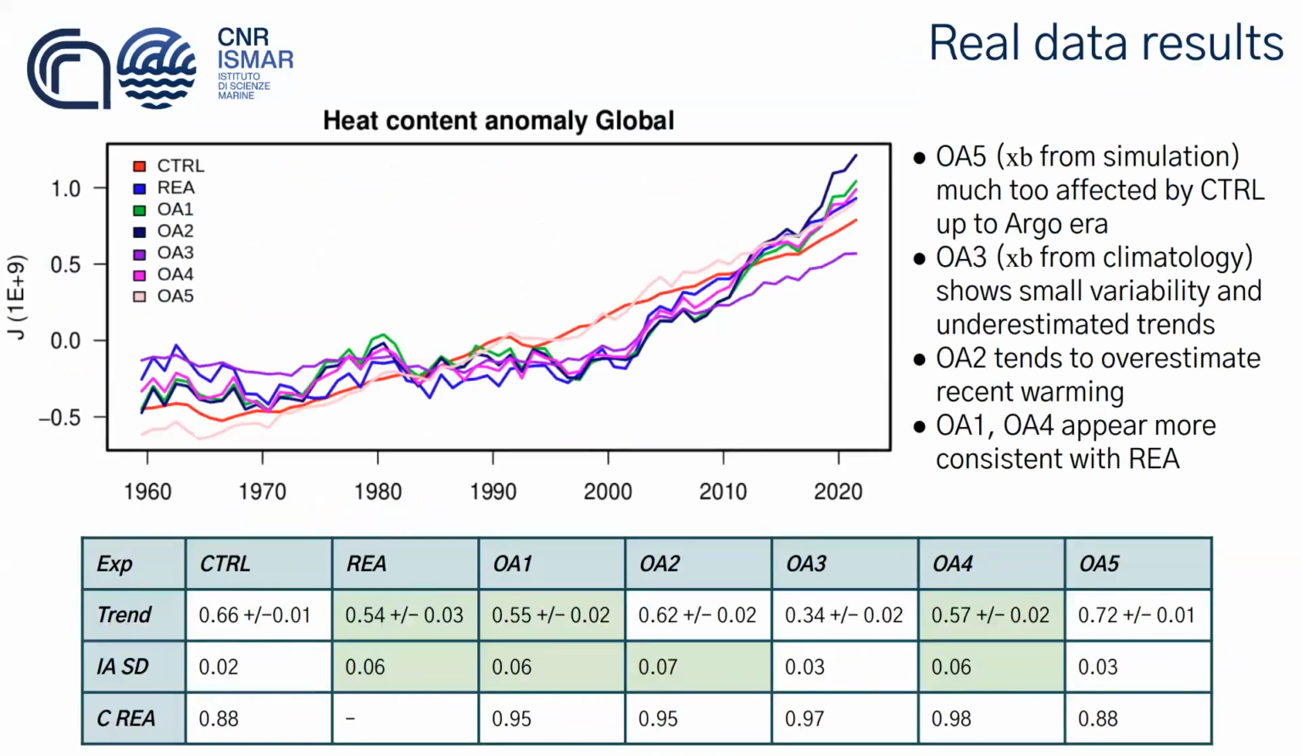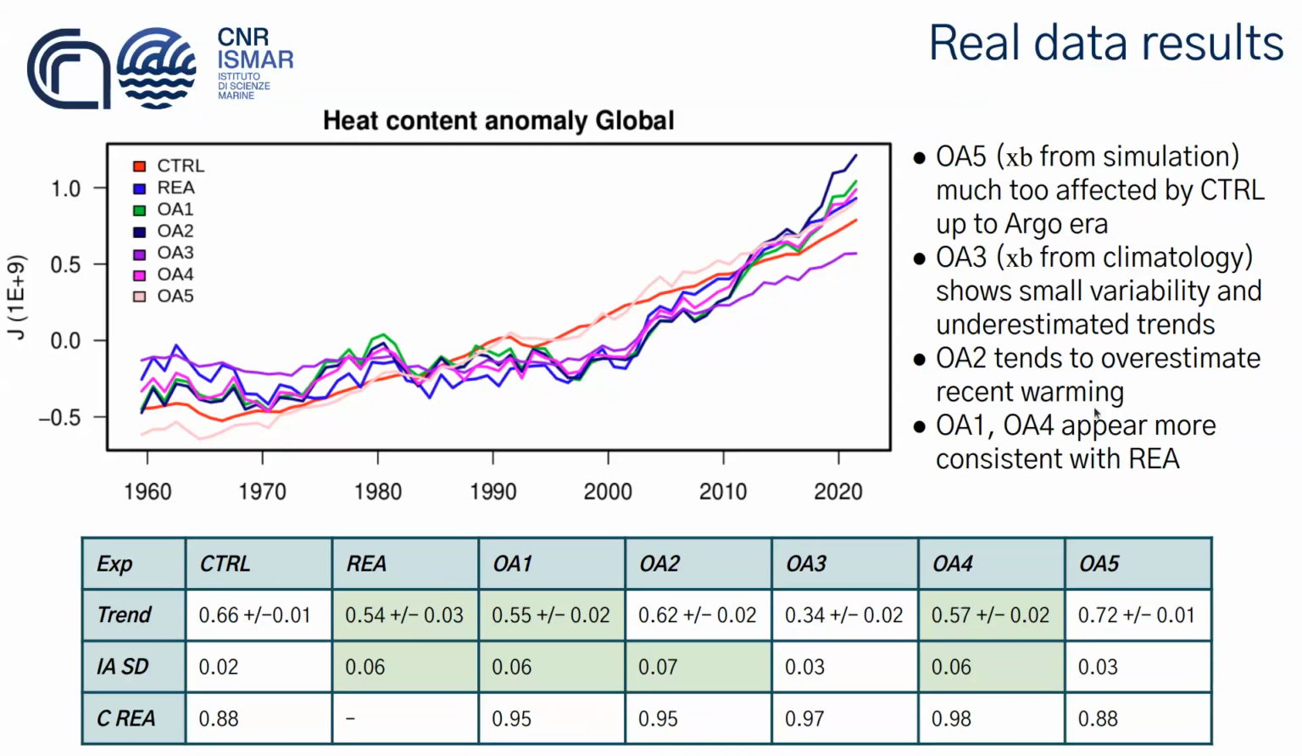Here, you see the time series of the globally averaged ocean heat content for the control simulation, the NEMO model without data assimilation, with error analysis in light blue, and the five realizations of the objective analysis with different definitions of the background. You can see that what I call OA5, with the background from simulation, is quite affected by the background until the Argo era. Another realization, OA3, where the background is from climatology, basically provides a very small variability.